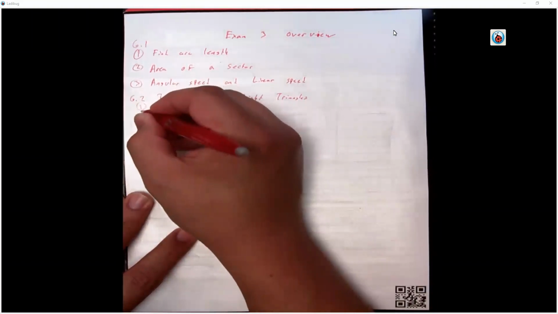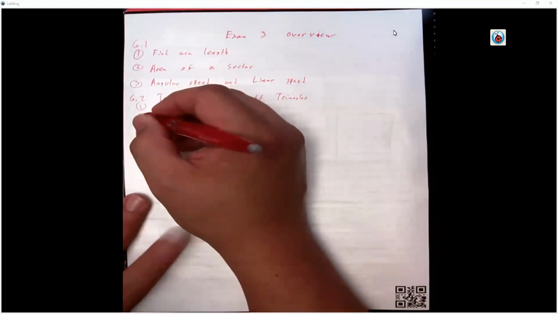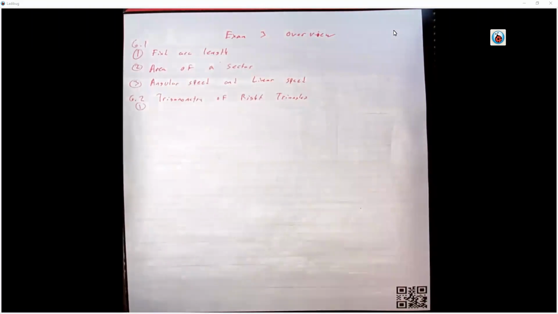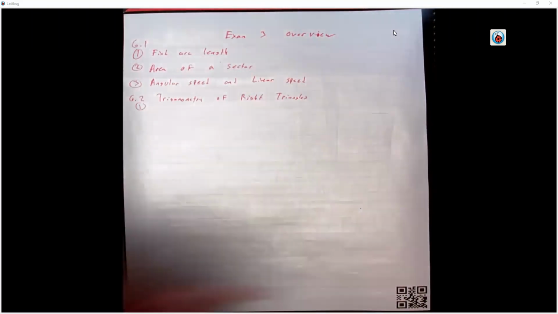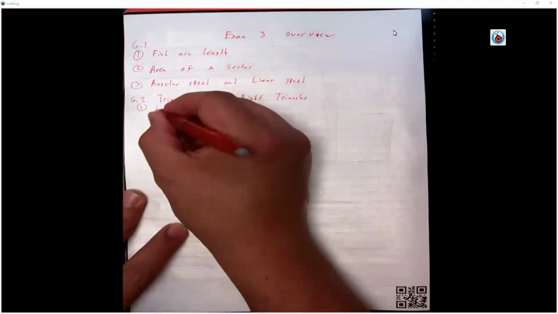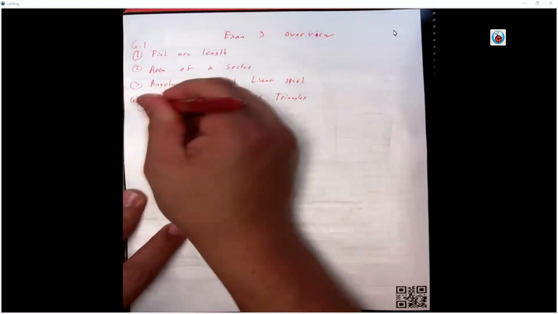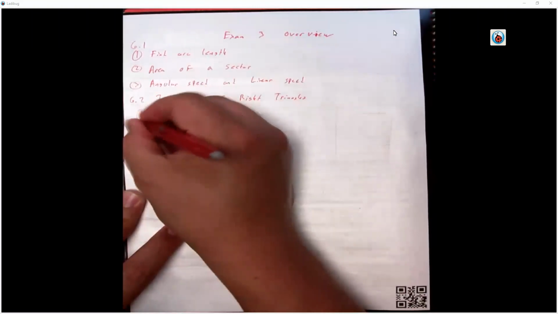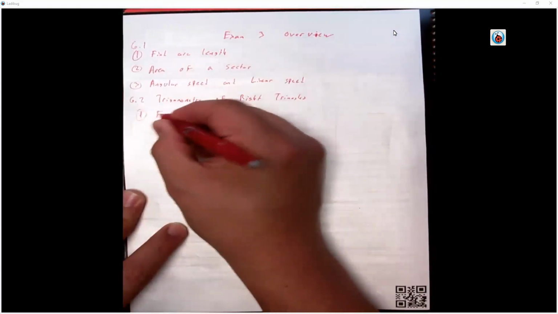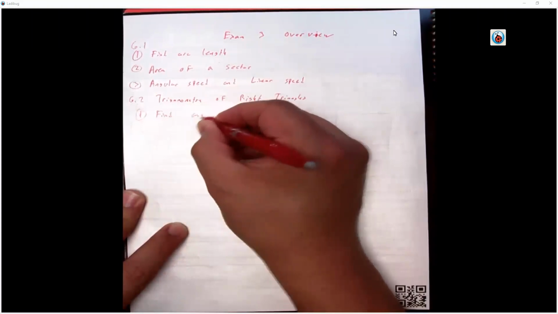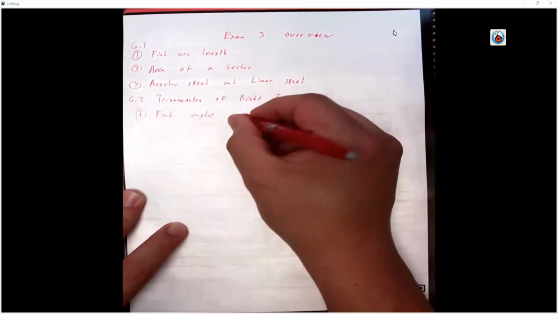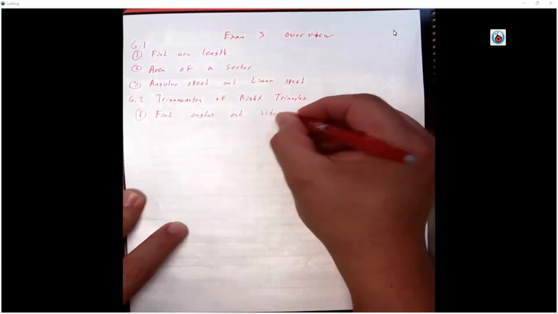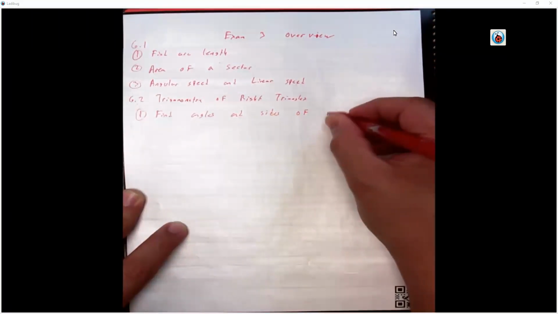Number 1. So basically this was stuff like finding sides and angles, but it was like simple Pythagorean theorem problems, right? So find angles and sides of right triangles.